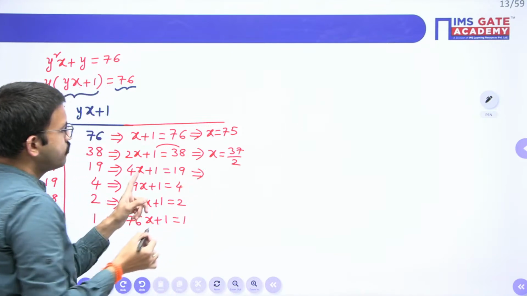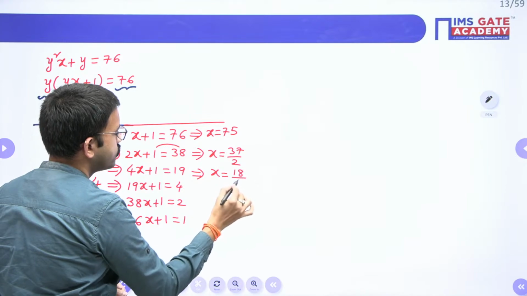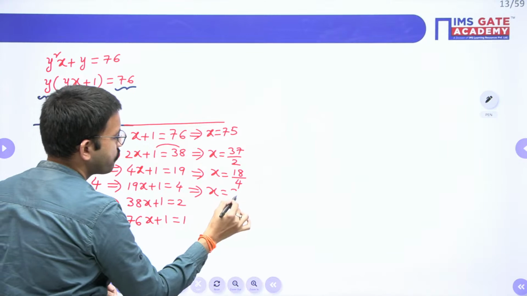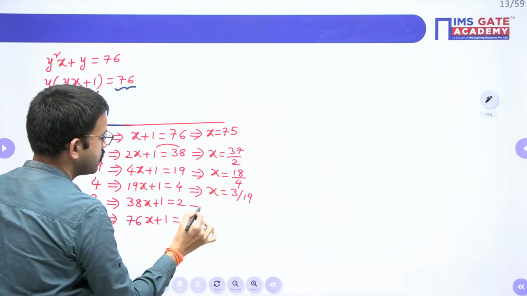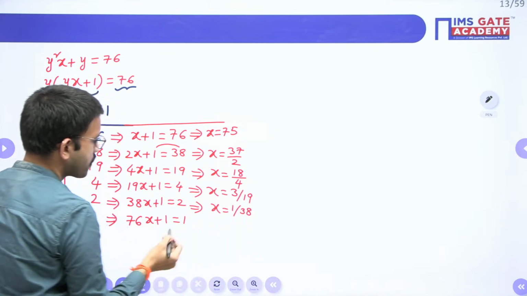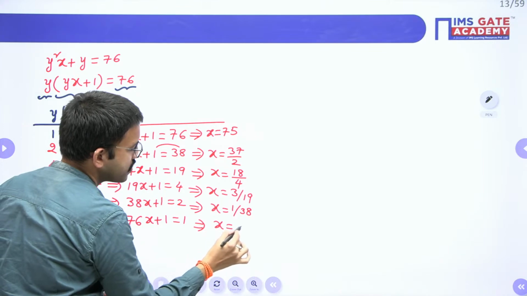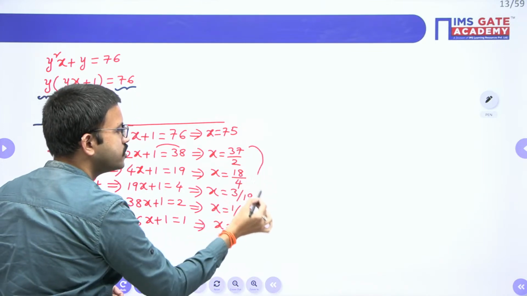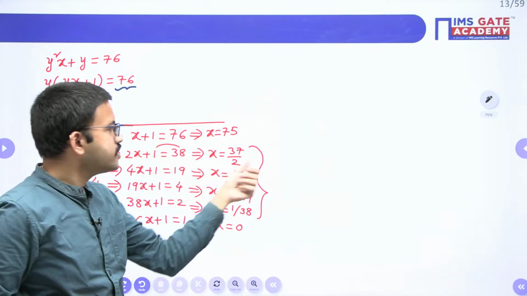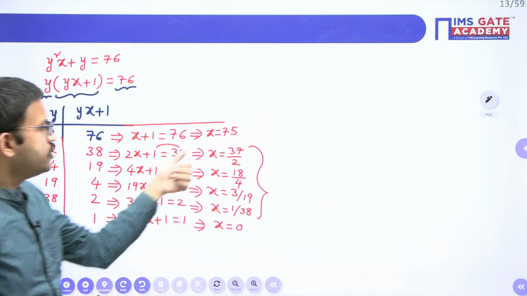Similarly here, 4x equals 18, so x equals 18 by 4. Then here x equals 4 minus 1, which is 3, divided by 19. Here x value is 2 minus 1, that is 1, divided by 38. Now here 1 will get cancelled. From here you will get x equal to 0. Now if you observe, for these four combinations you are getting x value as not an integer.